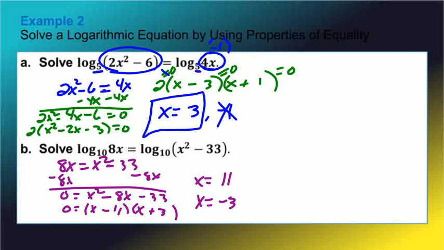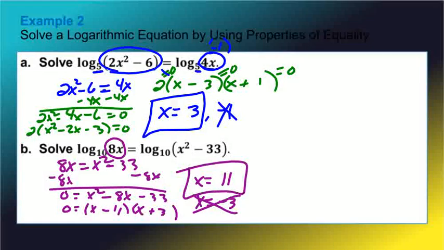If I plug those back in, on this side, if I put a negative 3 in here, it will make it a logarithm of a negative, and I can't do that. Can't find that one, so my only solution would be 11.